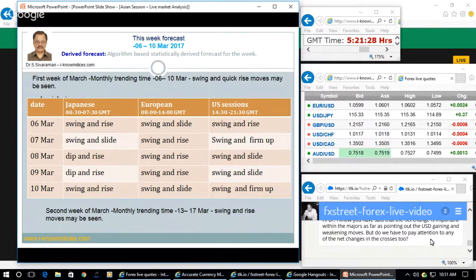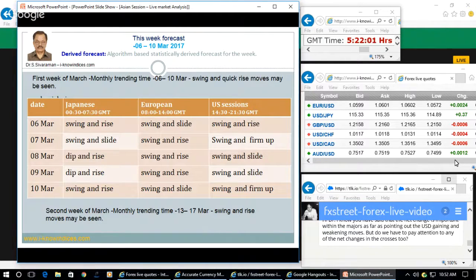No. Because basically the players use the net changes, in the case of majors, for their market moves, because they cannot make a one-sided move indefinitely. They have to limit the risk, or they have to limit the moves to 150 pips in the case of euro, 250 pips in the case of GBP, etc.